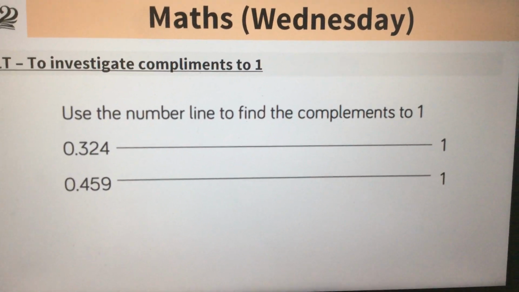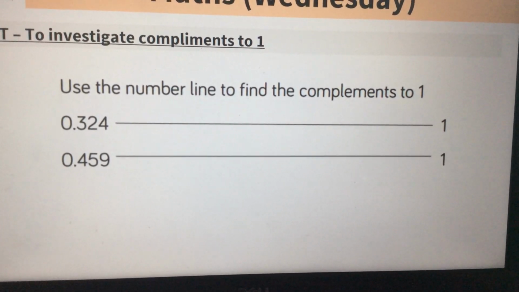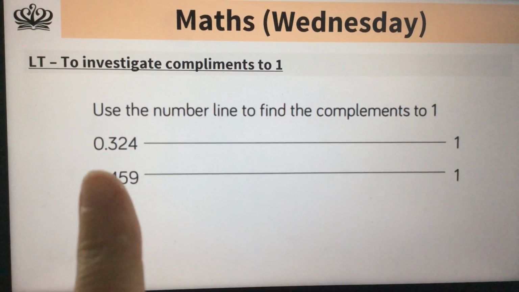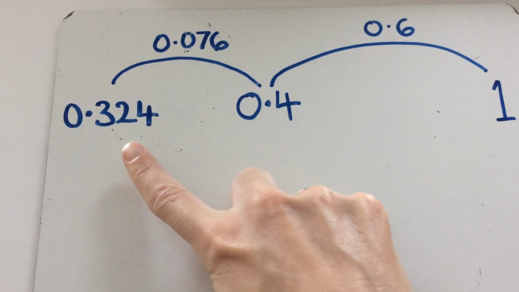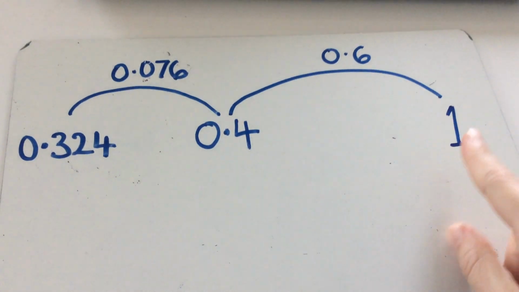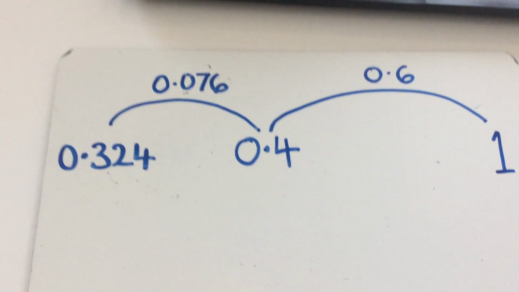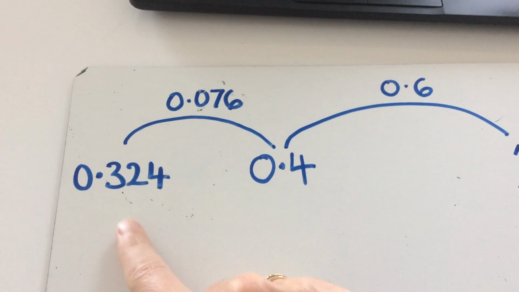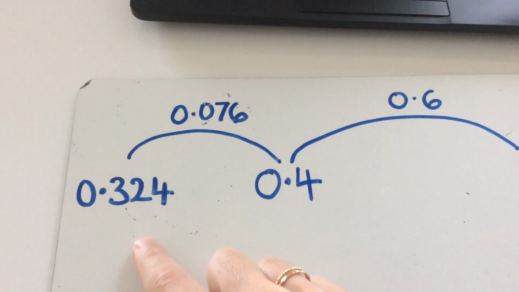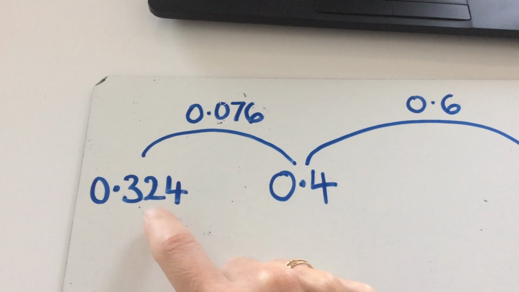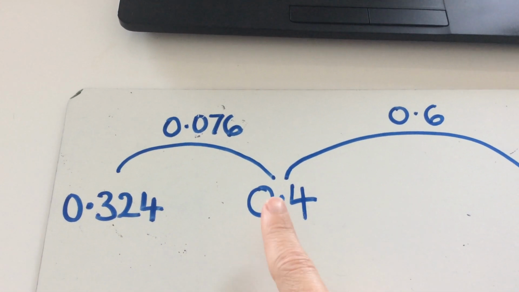This one's a bit trickier, but this is showing how to get to 1 using a number line. I'm going to show you this first one on my whiteboard. I've got my 0.324 here, and I've got 1 at the end, and I want to know what I'd need to add to get to 1. I've done it in 2 jumps. The first jump is that I've gone from this tenth, so 3/10 to 4/10. If I'm looking at my hundreds and thousands here, I need to add 0.076, and that will get me to 0.4.